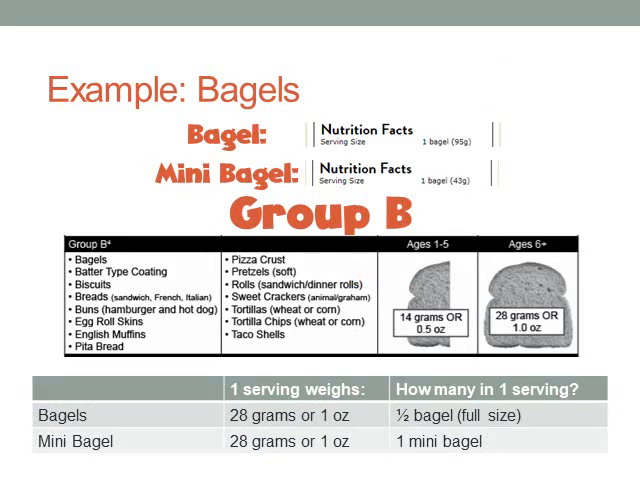Let's look at bagels. Bagels are in Group B with a serving size of 28 grams. When we look at the package, one bagel weighs 95 grams. That's a little over 3 servings of grain in each bagel. Since it would be hard to divide a bagel in thirds, we would just serve a half bagel to meet the serving size for school-age children. A 1 to 5-year-old would only need a quarter of a bagel.